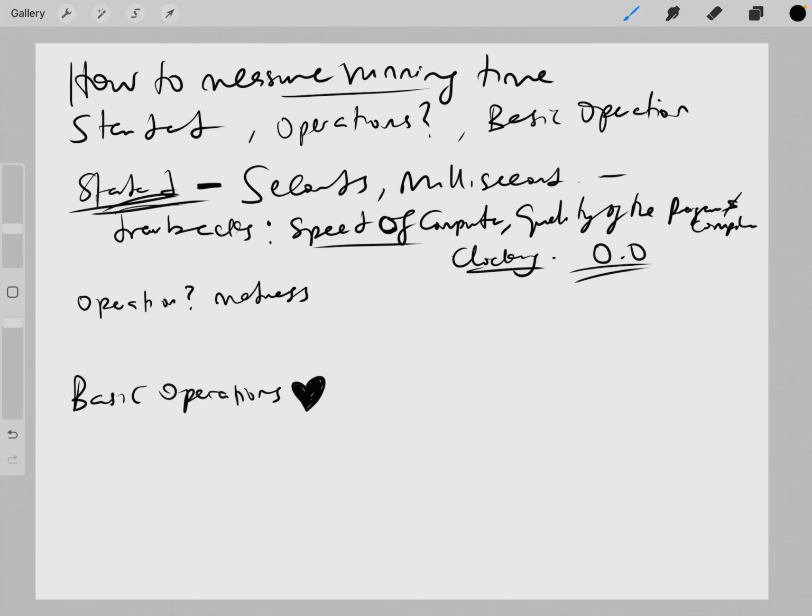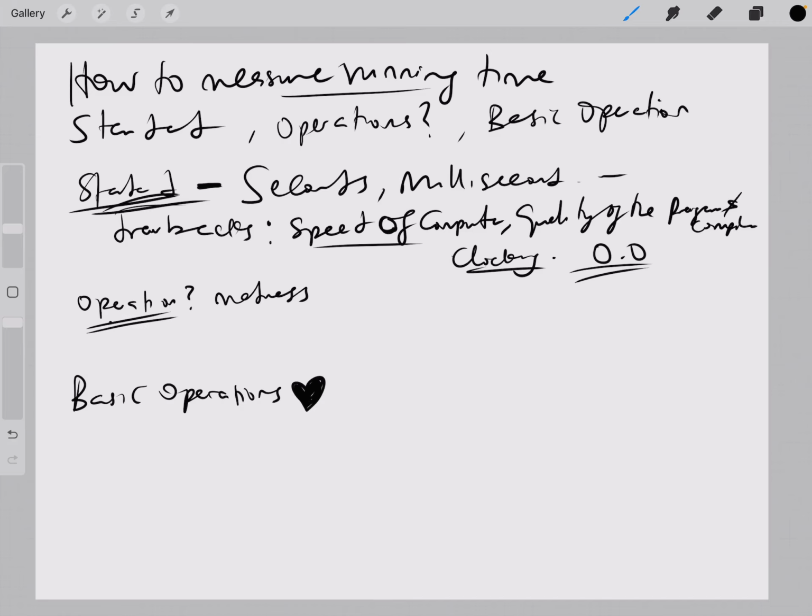What about counting all the operations and how many times they are run in the algorithm? Like, okay, there's comparison, there's replacement, there's addition, there's multiplication, and you're accounting for all of those operations, even in loops.